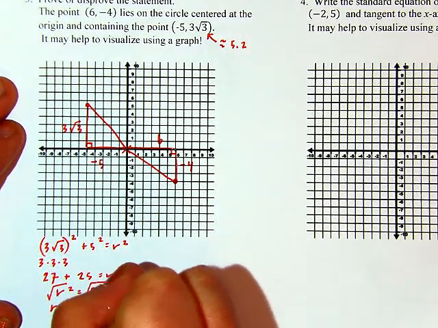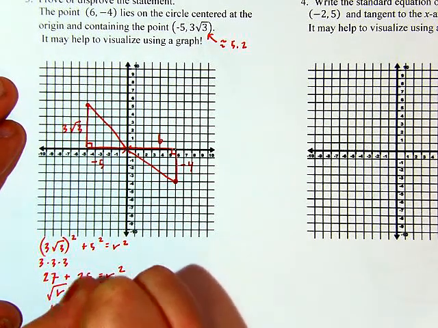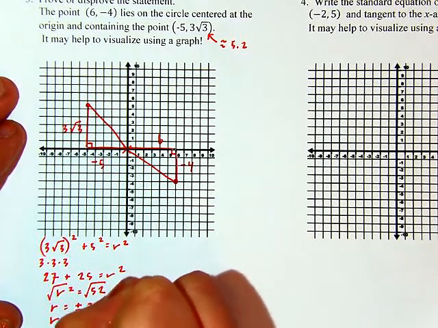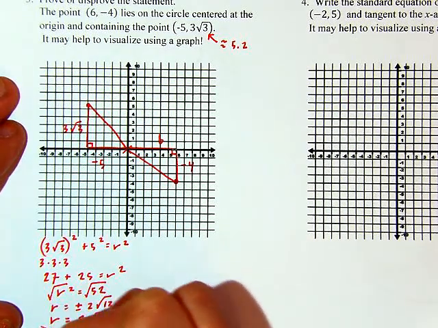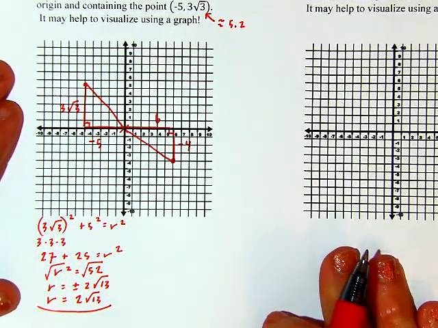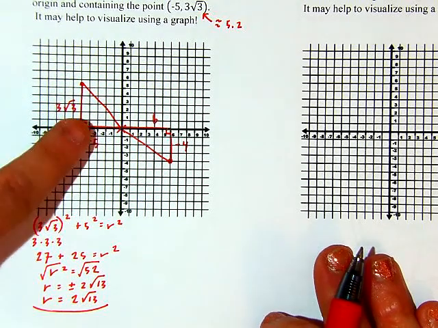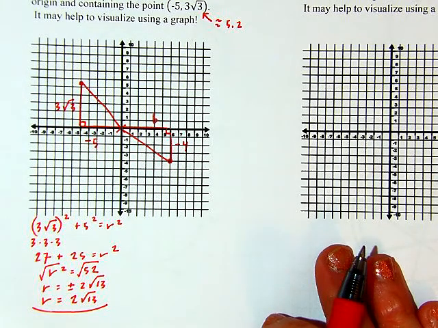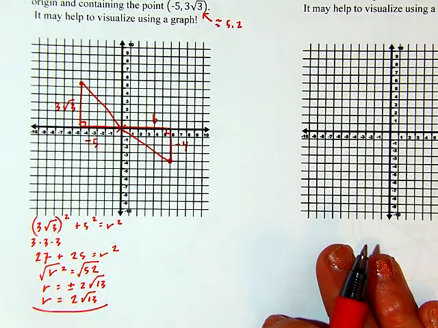Technically, we're plus or minus in our algebra world, but geometrically, it's a measure, so we're interested in the positive. So the radius would be 2√13 for this one. So I would have a circle with a radius of 2√13, and I need this one to match if those points fall on the same circle.